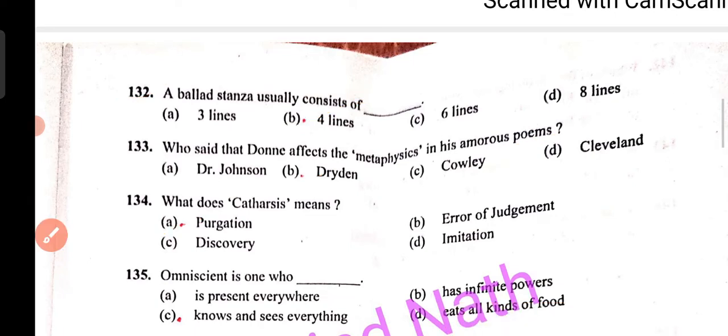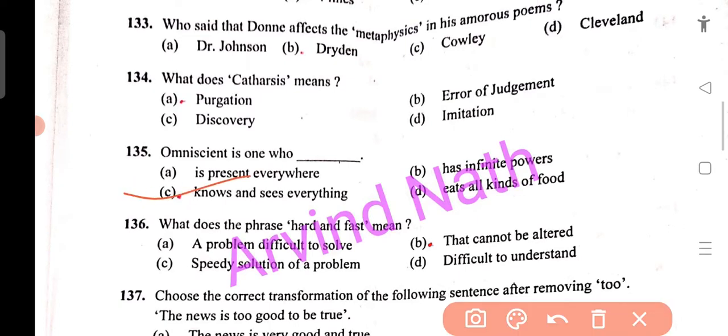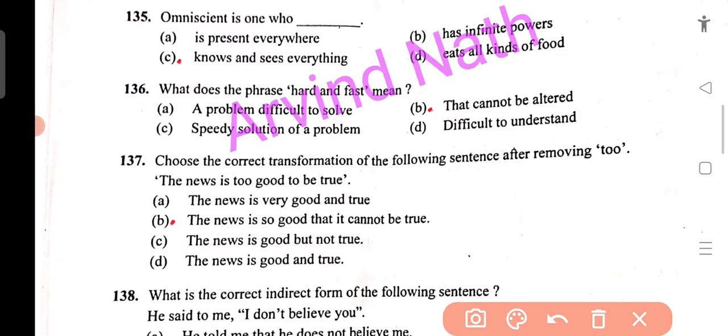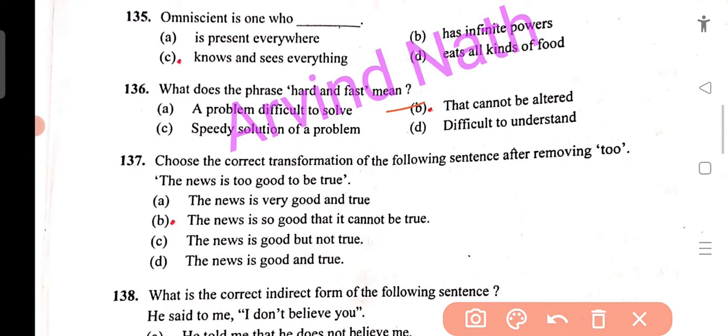Now the next question number 135. Omniscient is one who knows and sees everything. Its option number C will be the correct. Now the question number 136. What does the phrase hard and fast mean? So hard and fast means option number B, that cannot be altered.